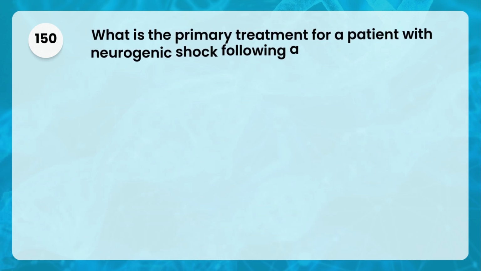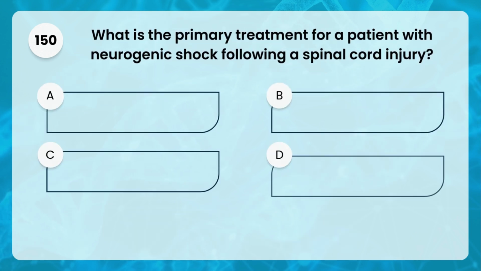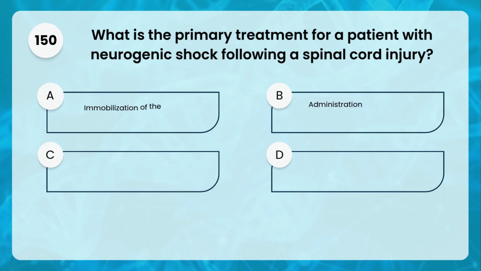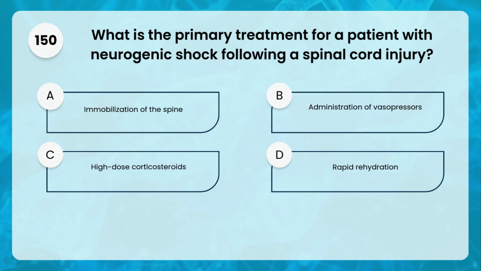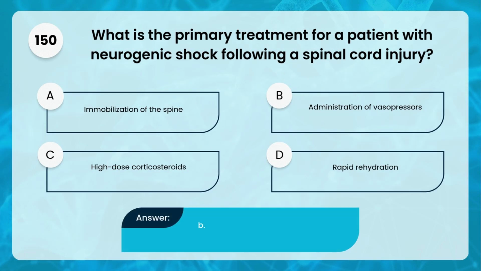150. What is the primary treatment for a patient with neurogenic shock following a spinal cord injury? A. Immobilization of the spine. B. Administration of vasopressors. C. High-dose corticosteroids. D. Rapid rehydration. The answer is B. Administration of vasopressors.